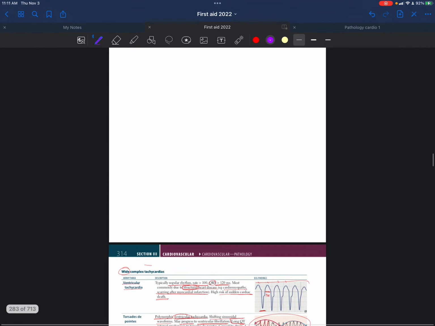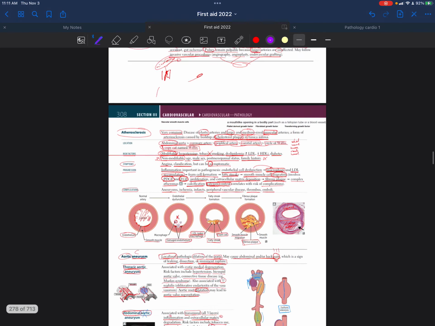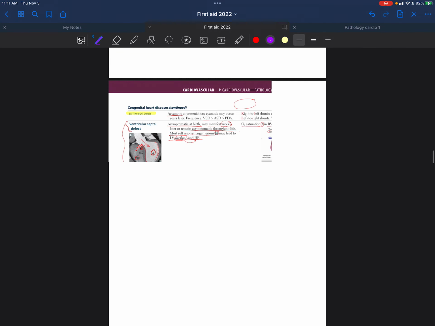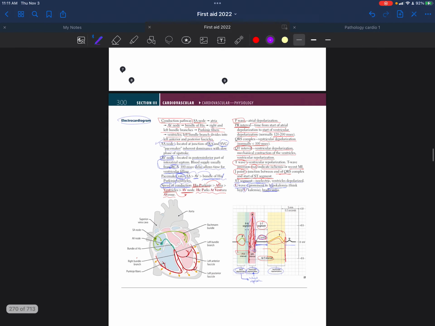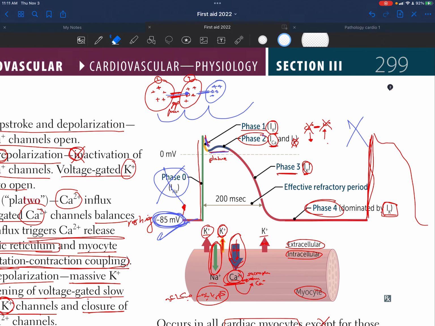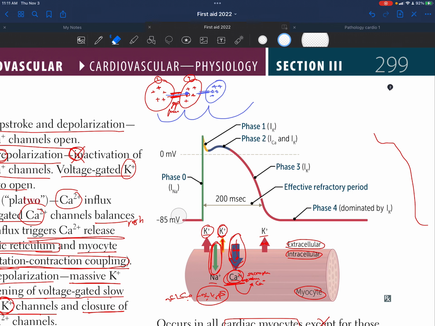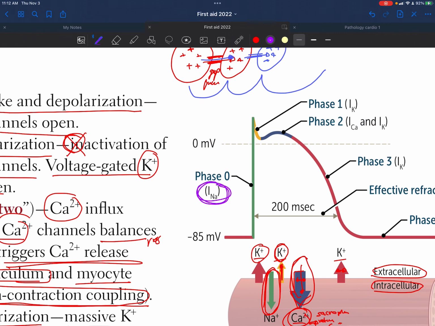If we take a look at the contraction actually of the heart, it should be here somewhere. There you go. So this is the contraction of the myocyte. It's a little bit messy. Okay, so for phase 0, we need the sodium channel to allow for the influx of the sodium into the myocyte to start the depolarization.